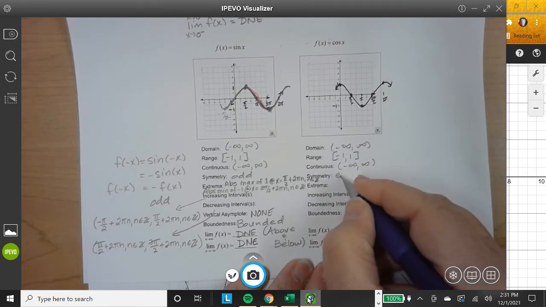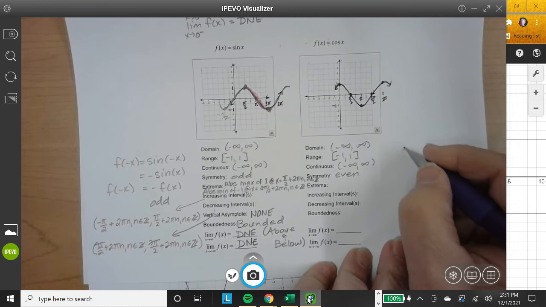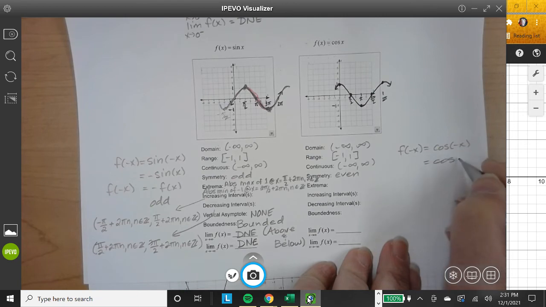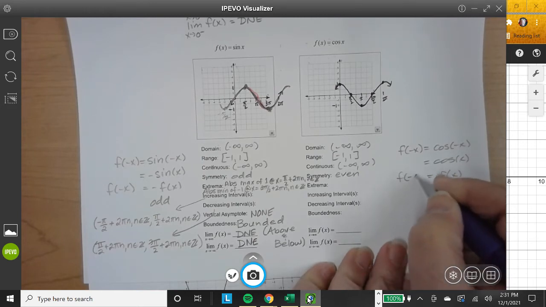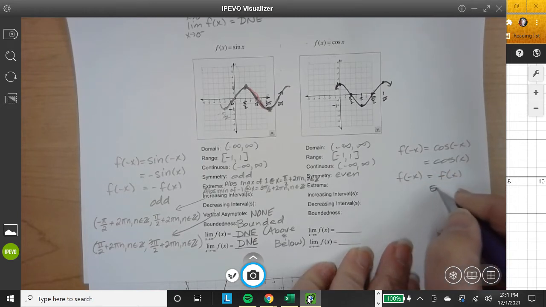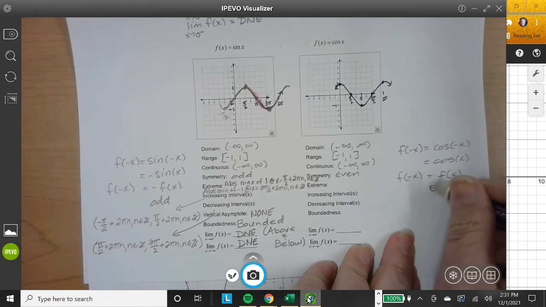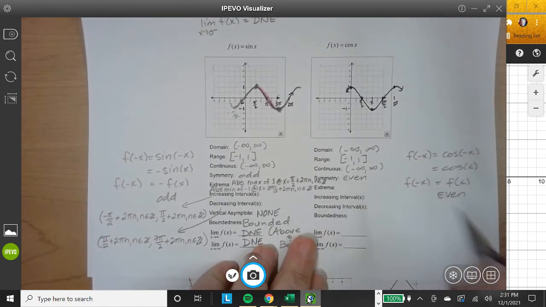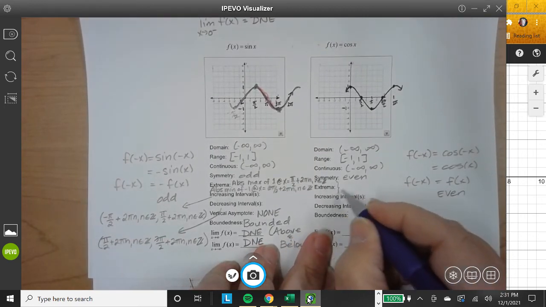It has even symmetry. And let's prove it. F of -x equals cosine of -x equals cosine of x if we use the properties that we learned in trig. So f of -x equals f of x, which makes this function even. And it's symmetric with respect to the y-axis. This has extrema. All right, I'm going to do the extrema over here.